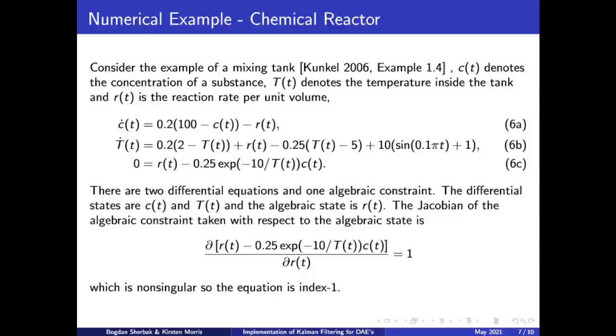Equations 6a and 6b encompass the differential parts, and equation 6c is the algebraic constraint. The derivative of the algebraic constraint, taken with respect to the algebraic variable r, is equal to 1. Thus, this system is index 1.